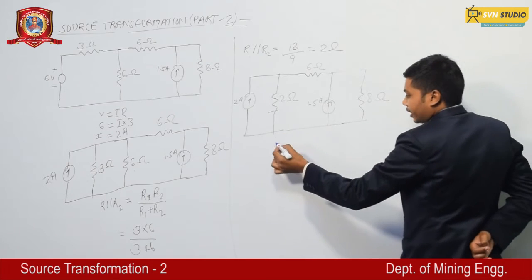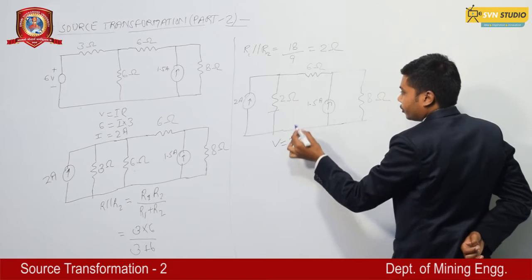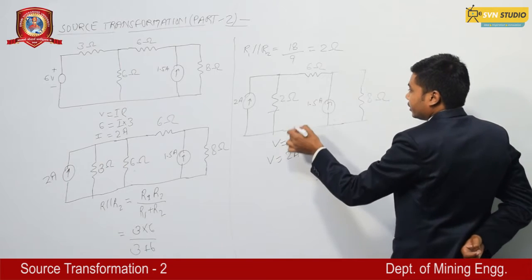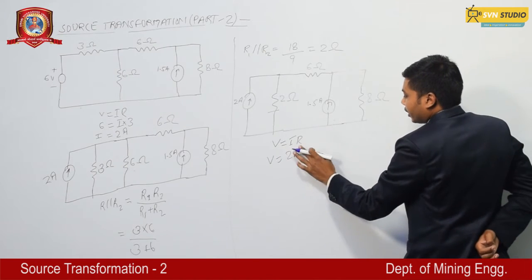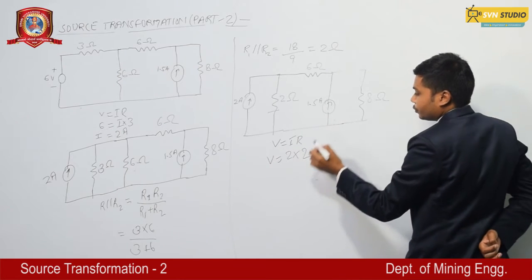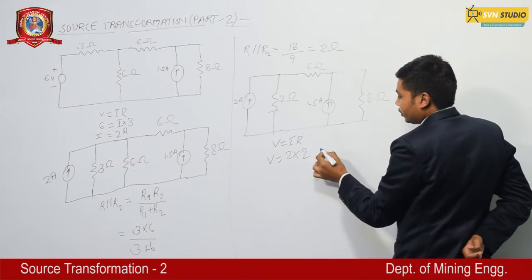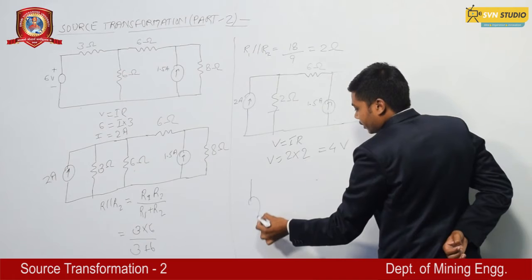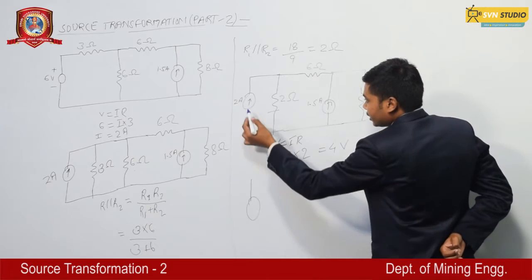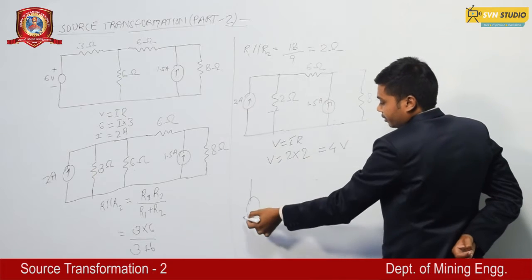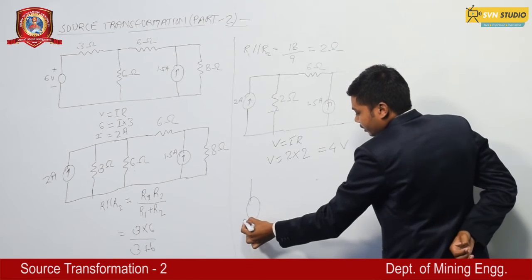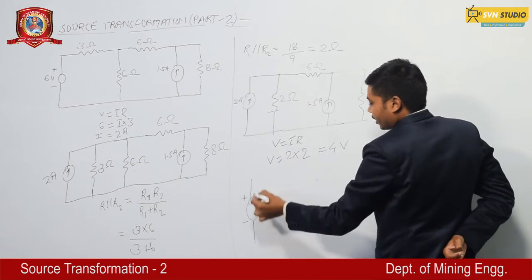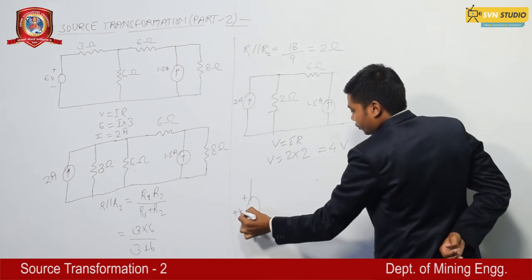Now again applying V equals I R, what we get? V we do not know, I is 2 ampere and the value of resistance is 2 ohm. So, now V will be equal to 4 volts. Now, the circuit will change like this. It is a voltage source; the direction will determine the sign of the terminal. It is negative and this will be positive. And the magnitude is 4 volt.